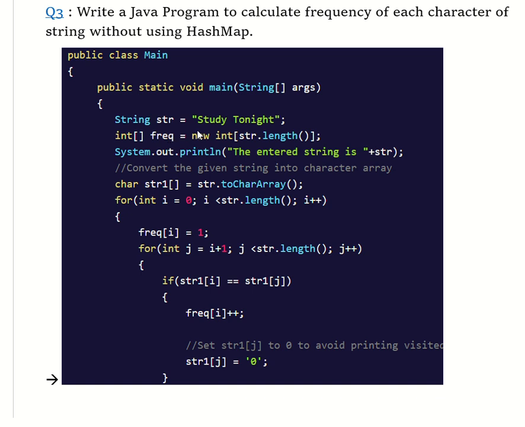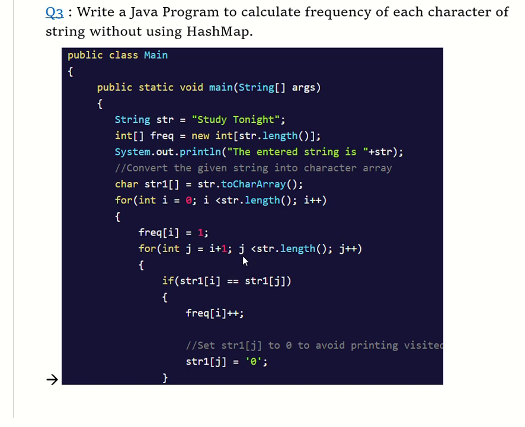Then we convert our string to a character array. Here we use two loops to calculate the frequency of each element. The first loop is to iterate through each character of the array. Here we are using the i loop to iterate through each character of the array and initialize frequency[i] equal to 1, meaning we are initializing each element of the frequency array as 1.